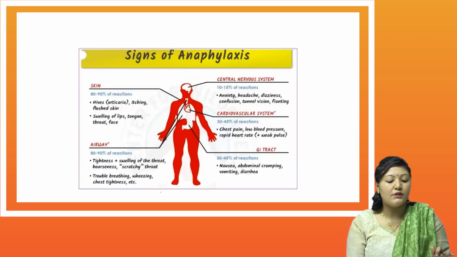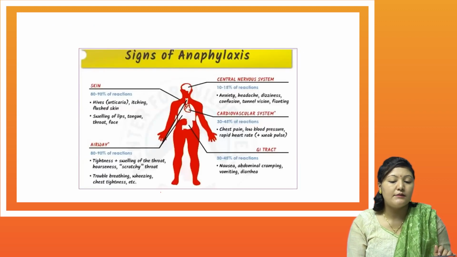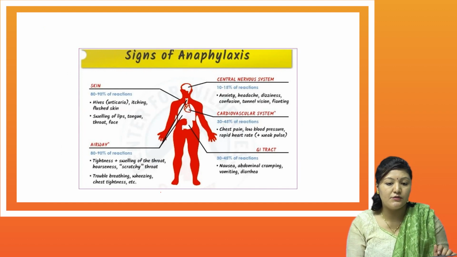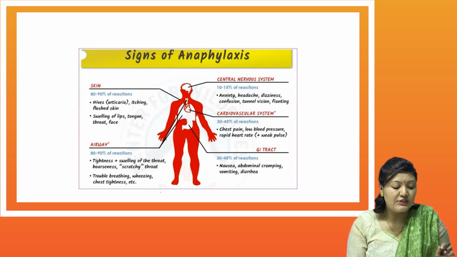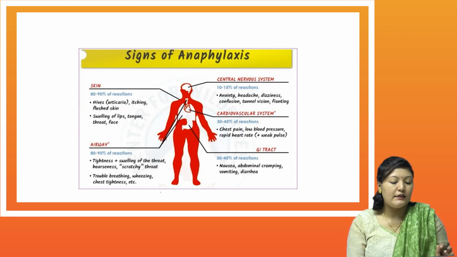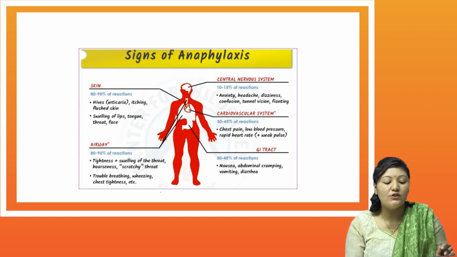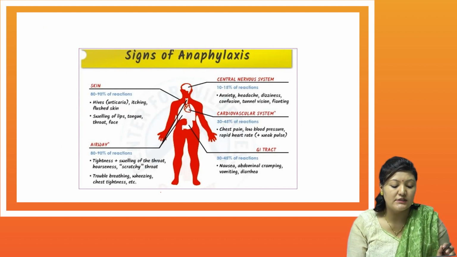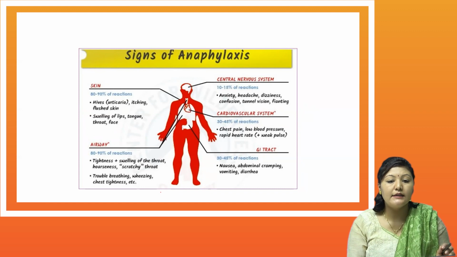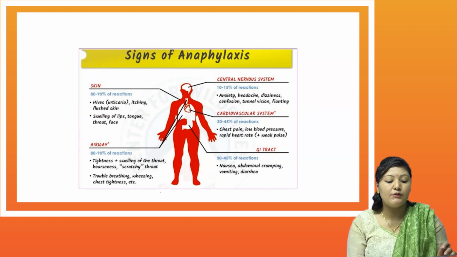So now we can see in the figure what are the signs of anaphylaxis. It can present with 80 to 90% features in the skin like urticaria, itching, swelling of lips, tongue, and in airway, the patient will present with tightness, swelling of chest, throat, trouble breathing, wheezing, and in case of CNS, patient will complain of headache, dizziness, anxiety, confusion, and in case of cardiovascular system, patient presents with chest pain, low blood pressure, and rapid heart rate. And in case of GIT, that is gastrointestinal tract, nausea, abdominal cramping, and vomiting with diarrhea will be present. So these are the signs of anaphylaxis.